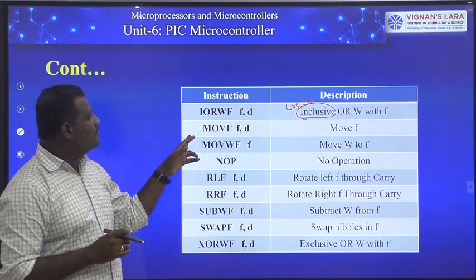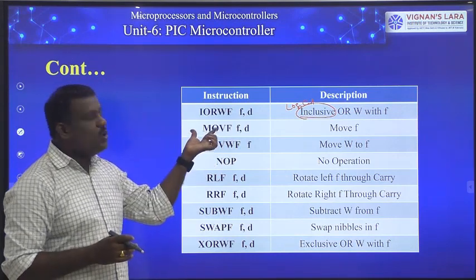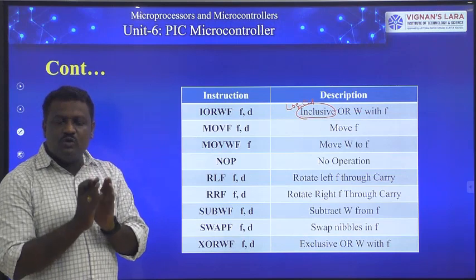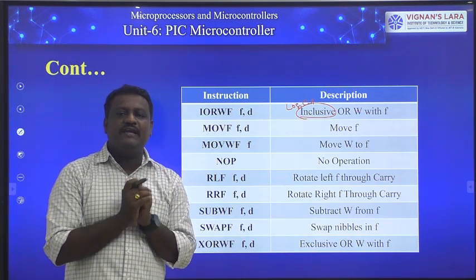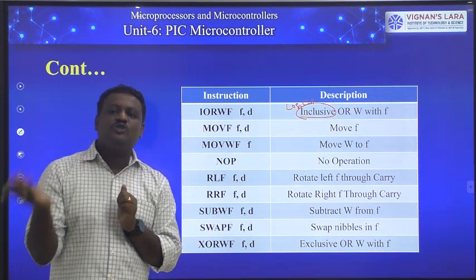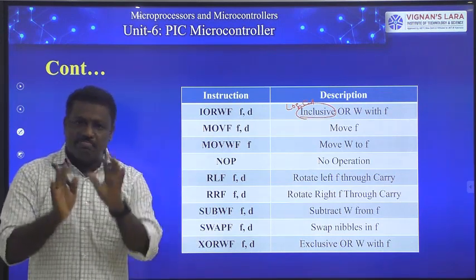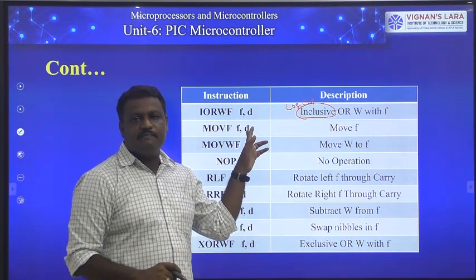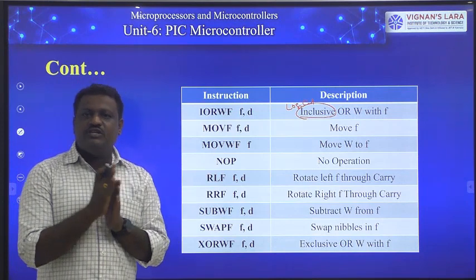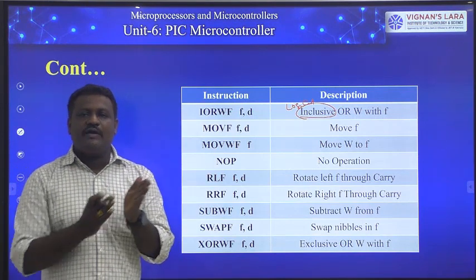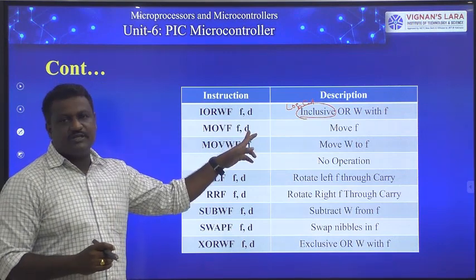And next one is MOVF F, D. That means move the content of file register, either to working register W or to file register itself. That depends on bit D. Move the content of file register F either to working register W or to the file register. That purely depends on D itself.